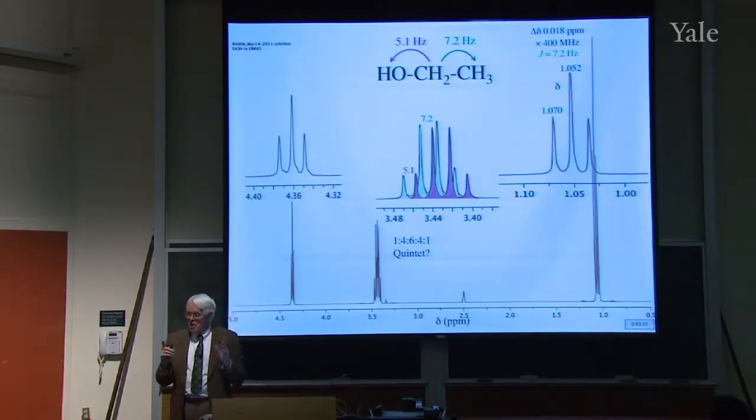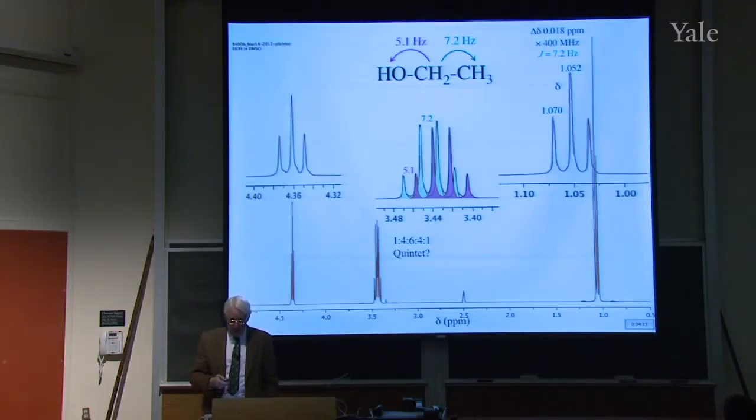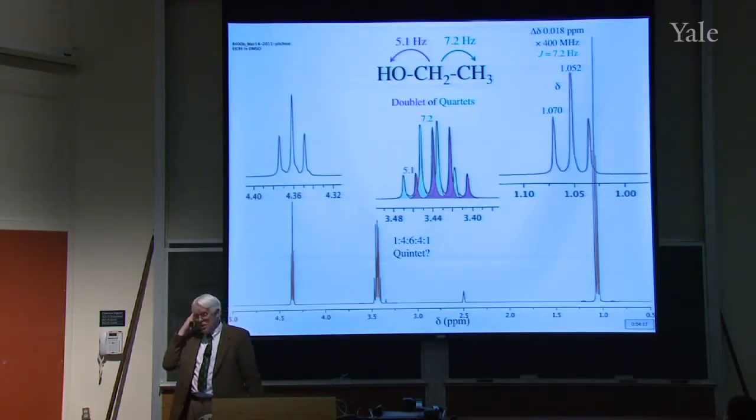Now, had they been the same, then the separation of the three and the separation of the two quartets would have been, instead of being like this, it would be like this. And then it would be 1, 4, 6, 4, 1. Right? But it doesn't look like that. It's actually what we call a doublet of quartets, or a quartet of doublets. Okay, so that's a little bit different.